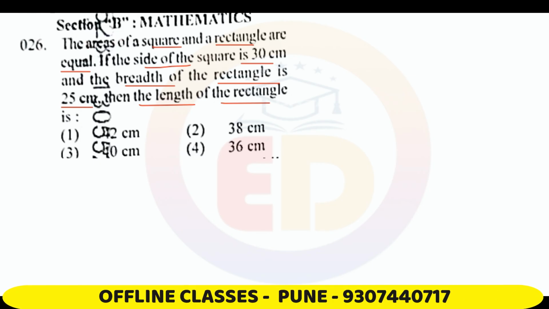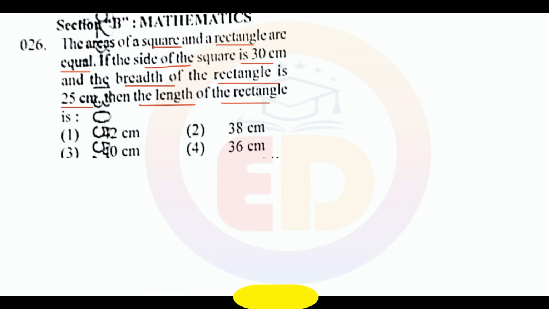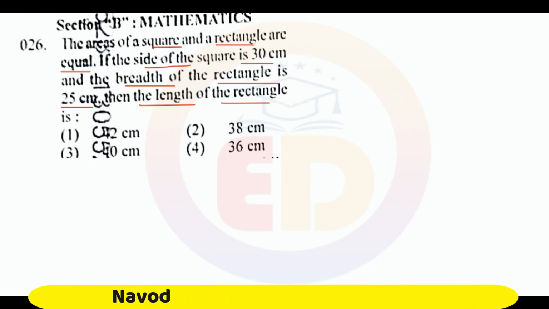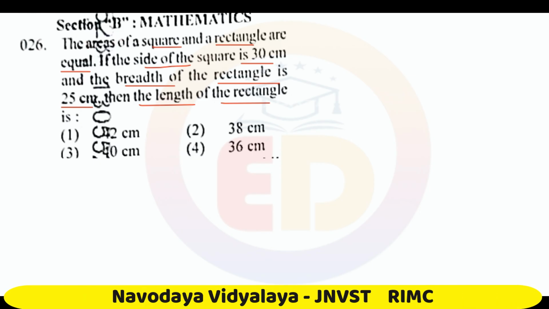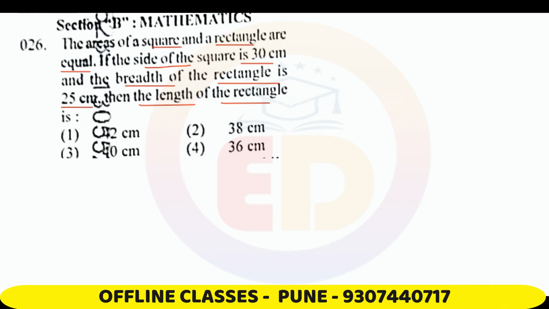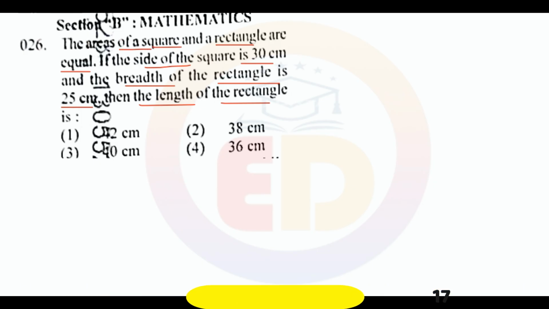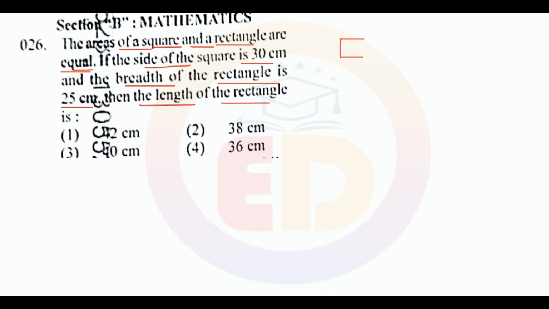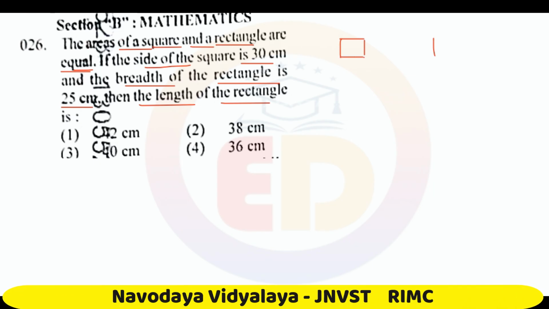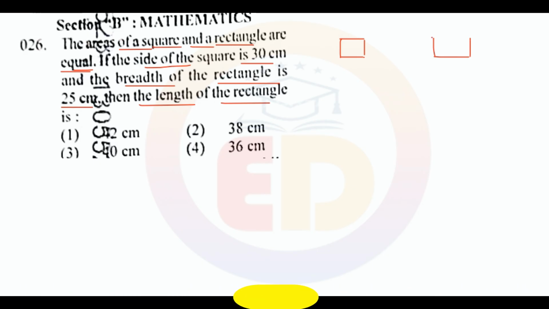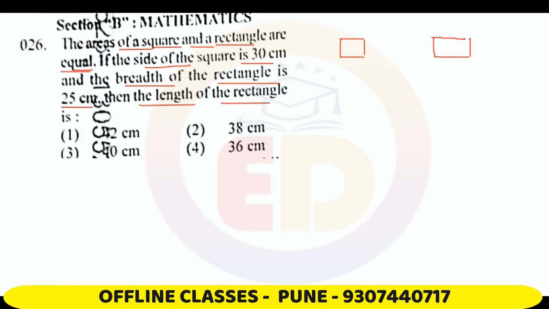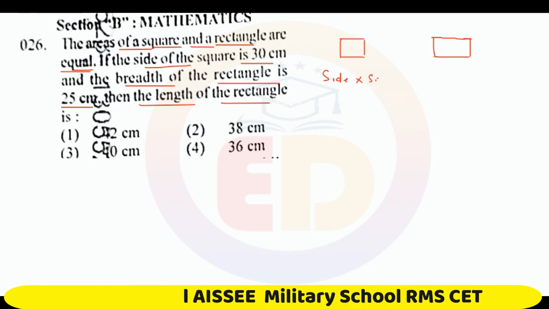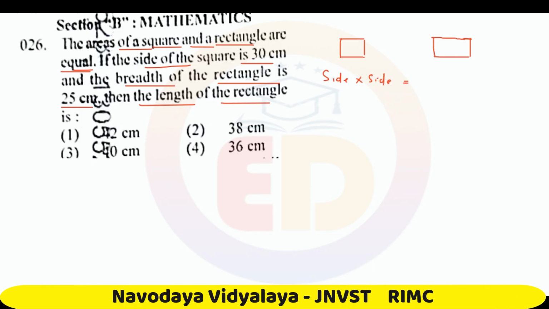Before we begin the question, we have done this type of question in our class at least 20 times. And back then I also mentioned that be prepared for such kind of questions. Let us begin. Breaking down the first sentence, they say the area of square and a rectangle are equal. So this is a square and this is a rectangle. They say the area of square, which is side into side, is equal to the area of rectangle, which is length into breadth.